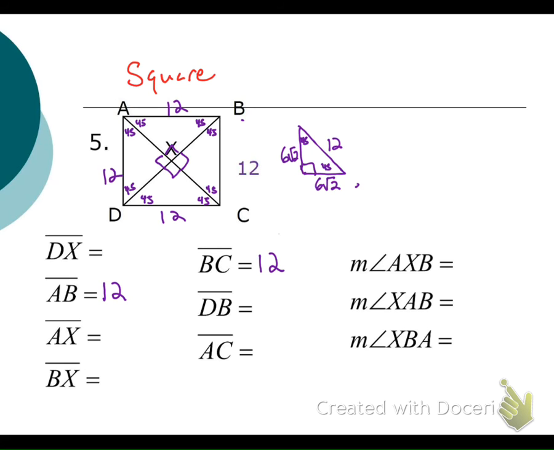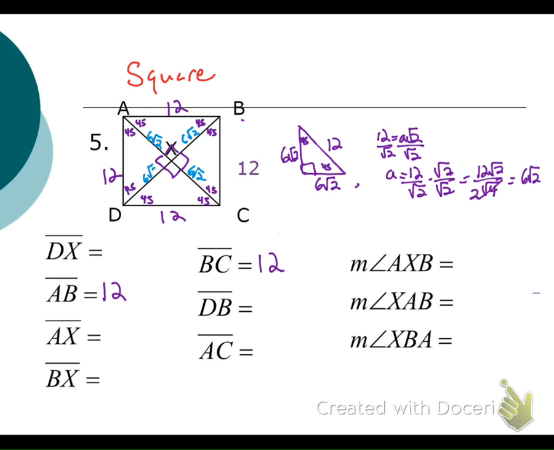If you don't remember that, you guys can go through the steps of 12 equals a square root of 2. Divide by the square root of 2. You end up with a equals 12 divided by the square root of 2. Rationalize top and bottom by the square root of 2. It gives you 12 square root of 2 over the square root of 4. What's the square root of 4? 2. Which brings us back to 6 square root of 2. So that means that all of these little legs inside here are going to be 6 square root of 2.